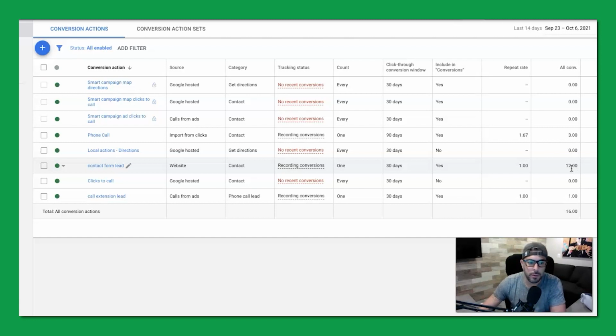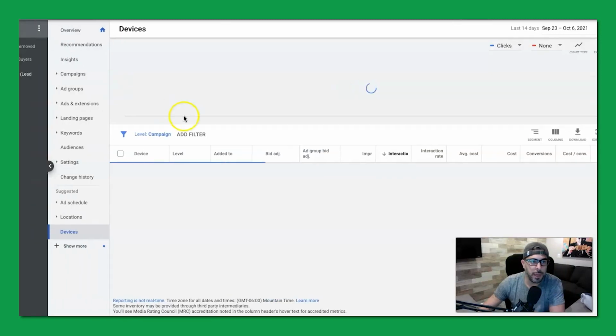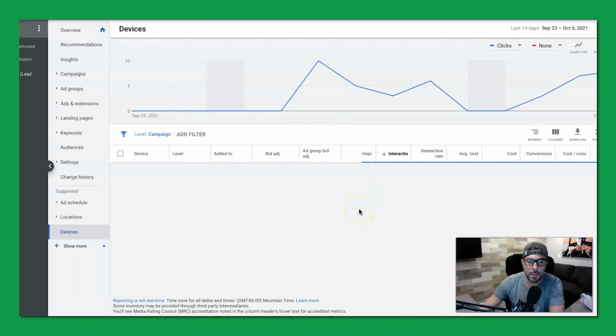So 12 contact form submissions and 1 call extension lead so far. Sorry, I probably should have said that. Call extension lead is just a call tracking number that's attached to our Google ad that someone just clicks right on their phone to call, and they make a call to you, whoever's running the ad. So 1 call extension call, 12 contact form submissions, and 3 phone calls from the actual landing page. So not a bad start. First 14 days, I'm happy with it.